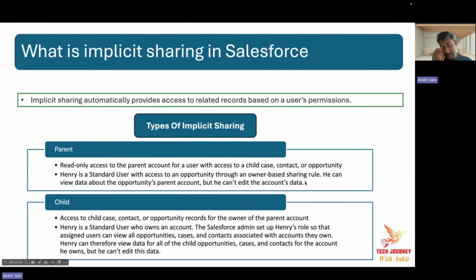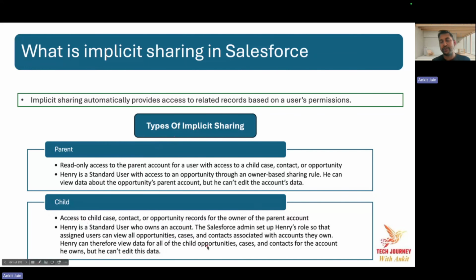Moving to the next part, that is the child access. Now here, how does implicit sharing work? For example, Henry is again another user who has access to the account. Henry is someone who owns the account. As Henry owns the account, all the different children of the account, for example opportunities, cases, contacts, which are associated with that account, Henry will automatically get the read-only access of those related records. Okay, and how is this happening? Because of implicit sharing.